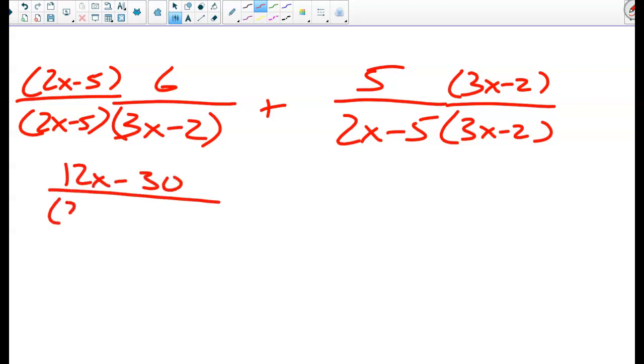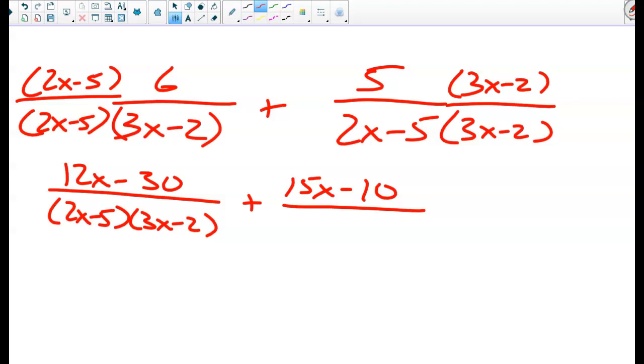And I'm a fan of leaving the denominator like this. You do not need to FOIL it out. If you were to FOIL it out, you're not wrong. But I think it's easier just to leave it like that, and I would encourage you to do so. On top, I distribute 15x minus 10, and we're left with 2x minus 5 over 3x minus 2. And when I'm done adding, we keep that denominator.